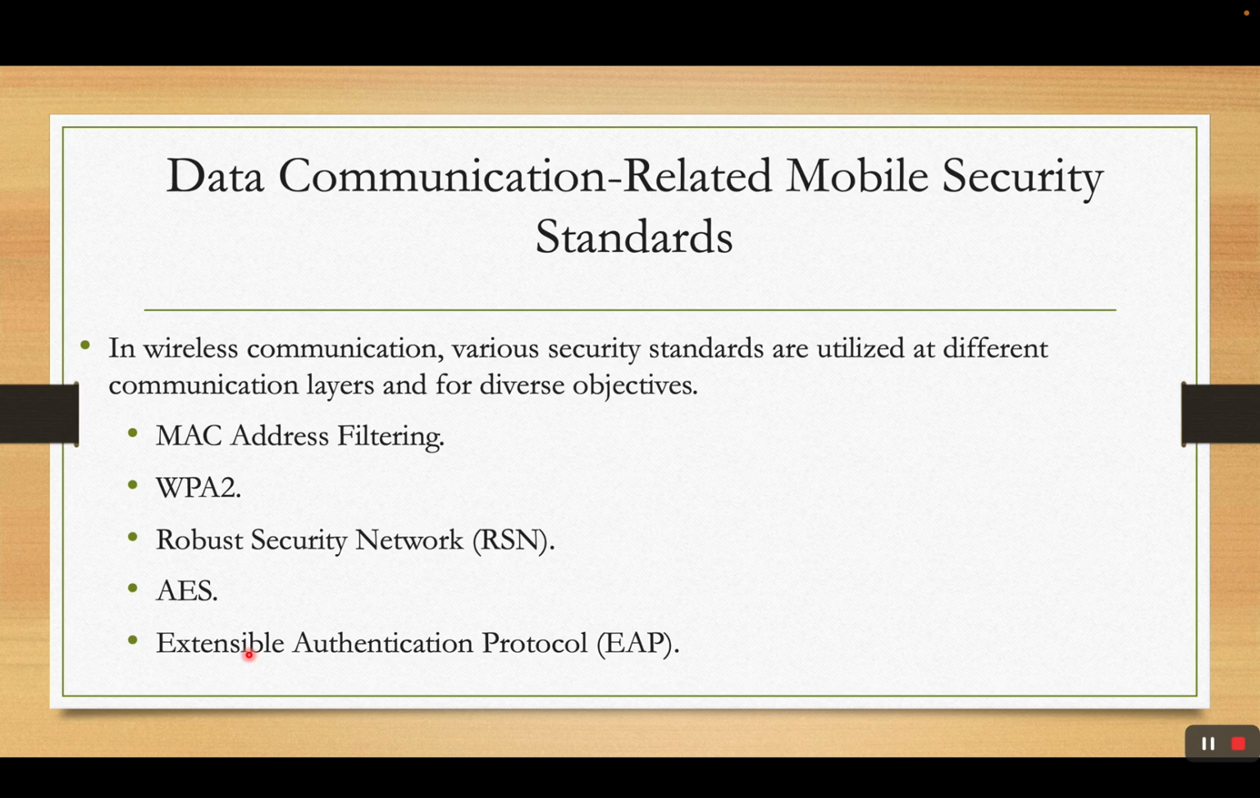So basically, when a client device connects to a wireless network, it first authenticates using EAP, and then establishes a secure encrypted connection using WPA2.